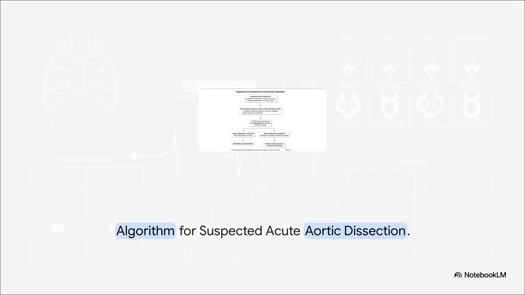Only after you've controlled the hemodynamics do you confirm the diagnosis with a CT angiography, or if they're hemodynamically unstable, a transesophageal echo. From there, the decision tree is super straightforward. Type A dissections involve the ascending aorta, so they require emergency surgical repair. Type B is confined to the descending aorta, meaning medical admission for strict blood pressure control.